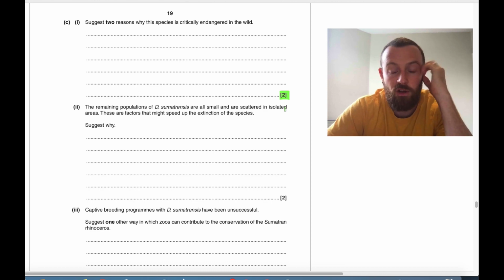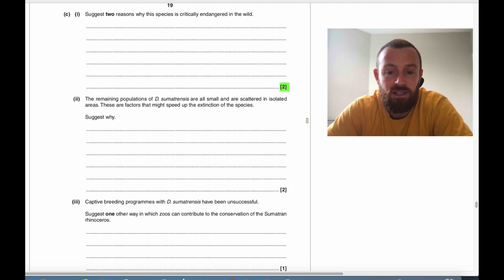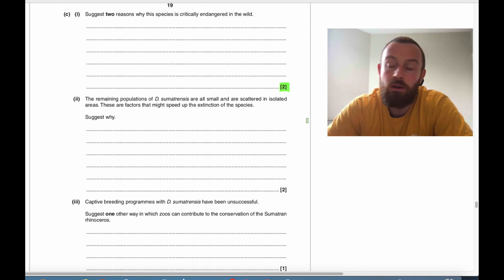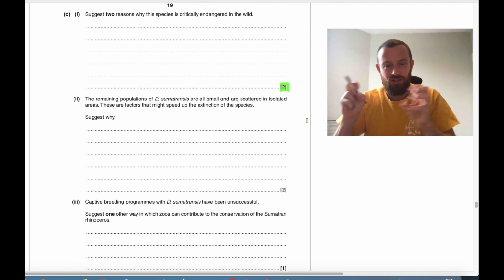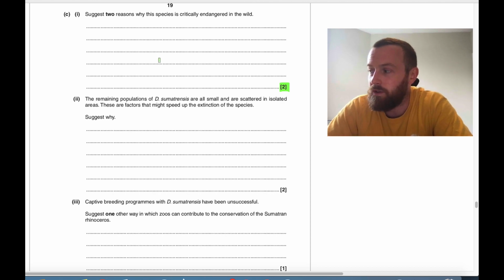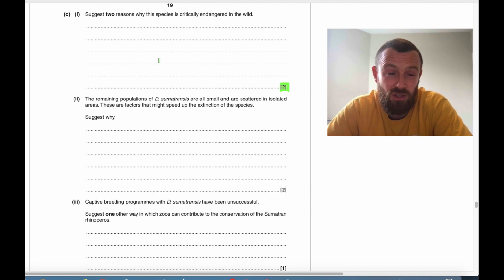The remaining population of D. sumatrensis are all small and are scattered in isolated areas. These are factors that might speed up the extinction of the species. Well, when the populations are scattered in isolated areas, that means they can't get together to breed, so breeding becomes more difficult. And if you have multiple small populations, they can become inbred, which leads to a loss of genetic diversity within the population, something called genetic erosion. Let's look at the mark scheme here.